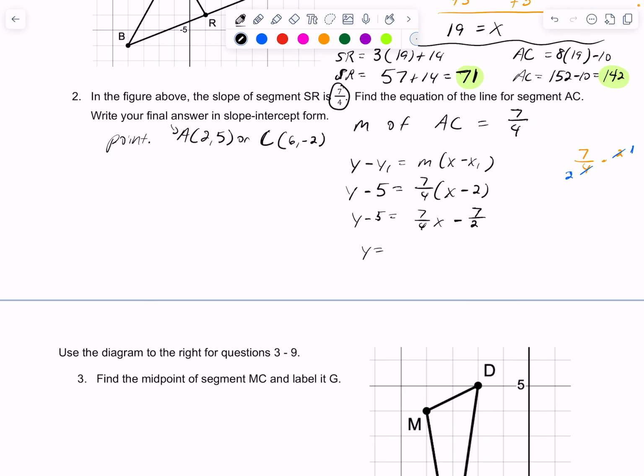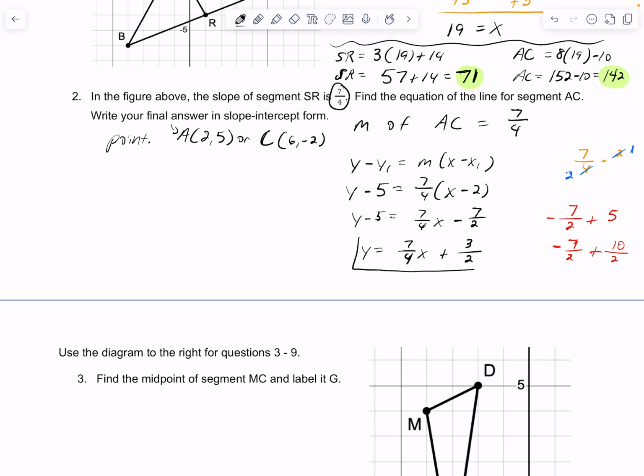Move the minus 5 over with addition. So to get my answer, I need to do a quick little sidebar over here and write -7/2 plus 5. All right, so getting a common denominator, 10/2 is the same as 5. So -7/2 plus 10/2 is going to be 3/2. So this is the equation of our segment AC.